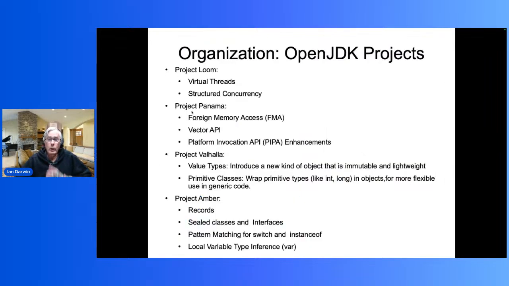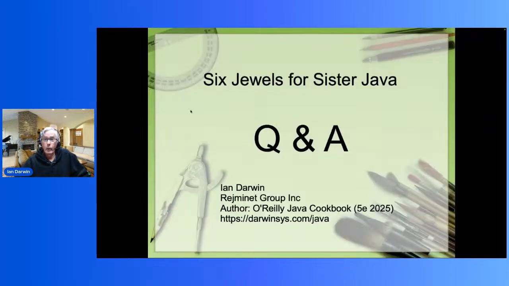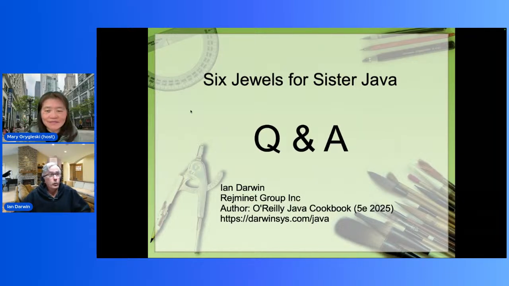Just so you will hear about these, OpenJDK is loosely organized into a bunch of projects. Four of the main ones are listed here, and the different APIs that either have come from them or are coming from them. And that's pretty much it. So I'm going to open the floor for questions, and I'm hoping that Mary will tell me if there's questions coming in from the chat.